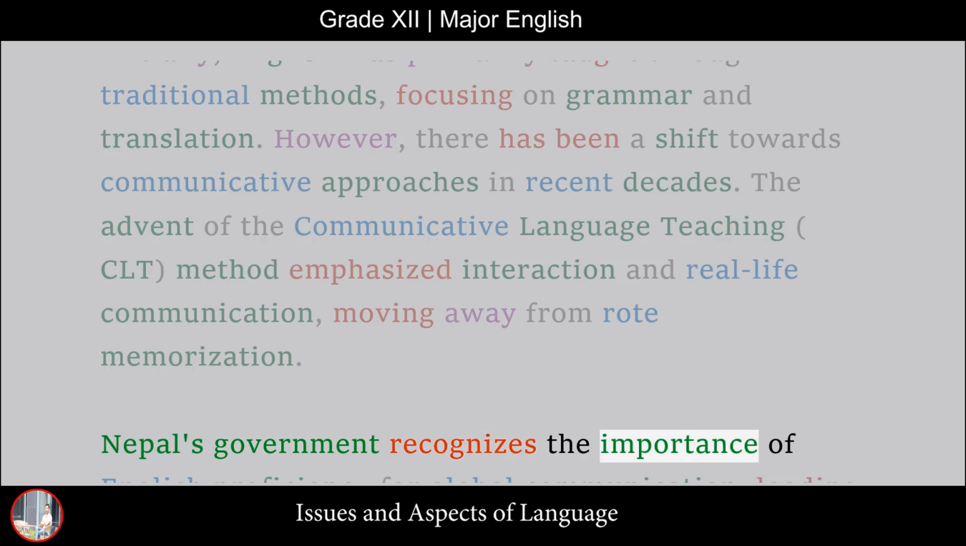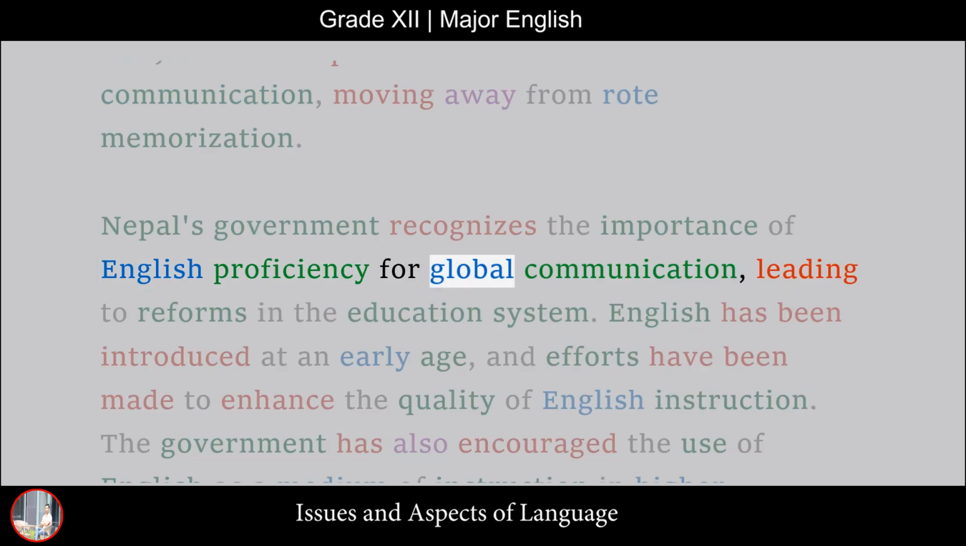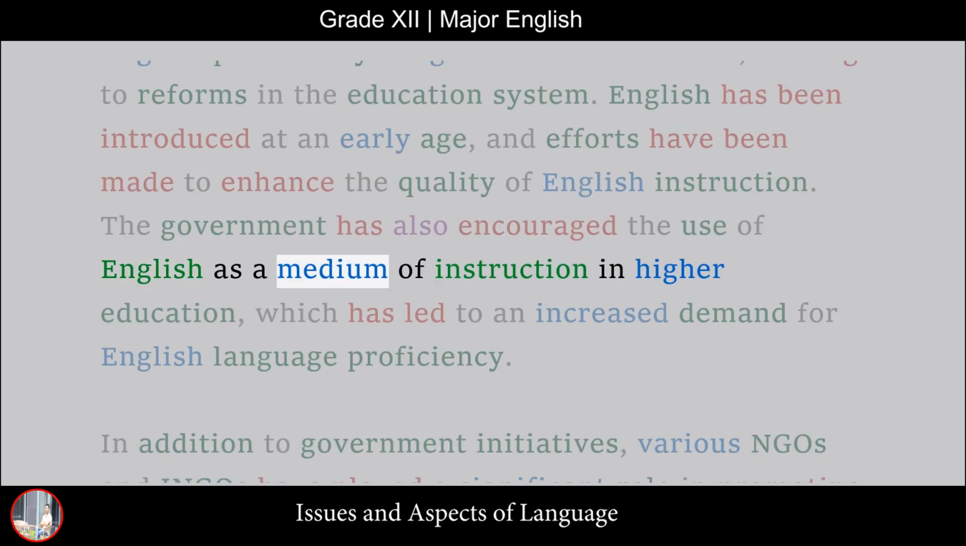Nepal's government recognizes the importance of English proficiency for global communication, leading to reforms in the education system. English has been introduced at an early age, and efforts have been made to enhance the quality of English instruction. The government has also encouraged the use of English as a medium of instruction in higher education, which has led to an increased demand for English language proficiency.